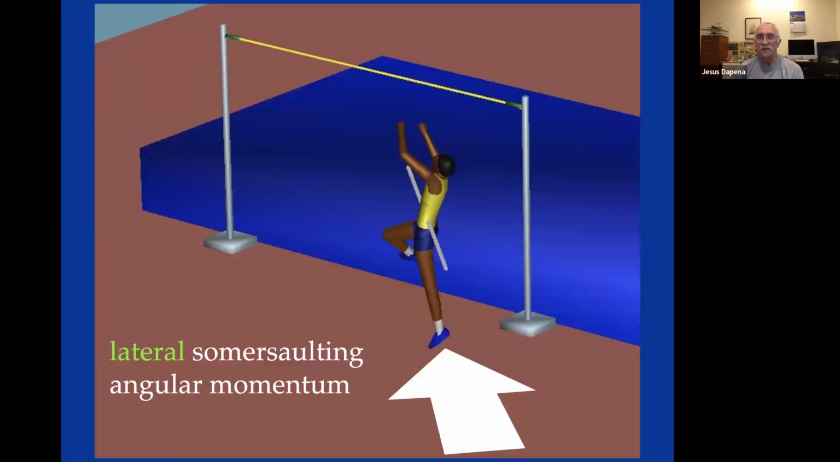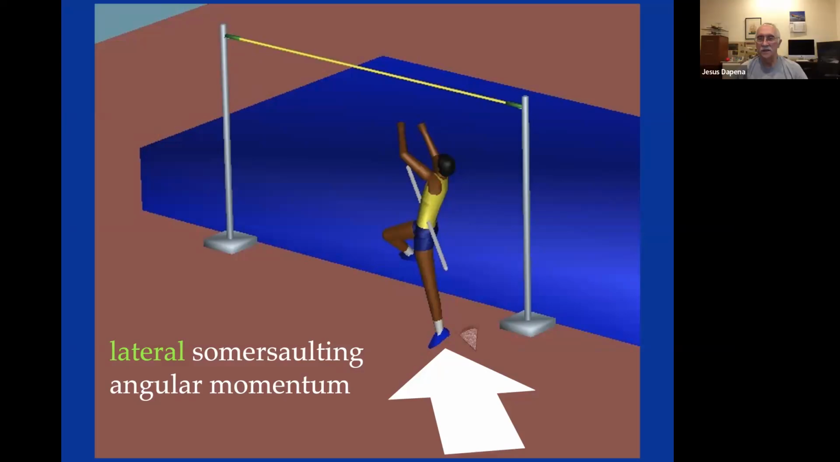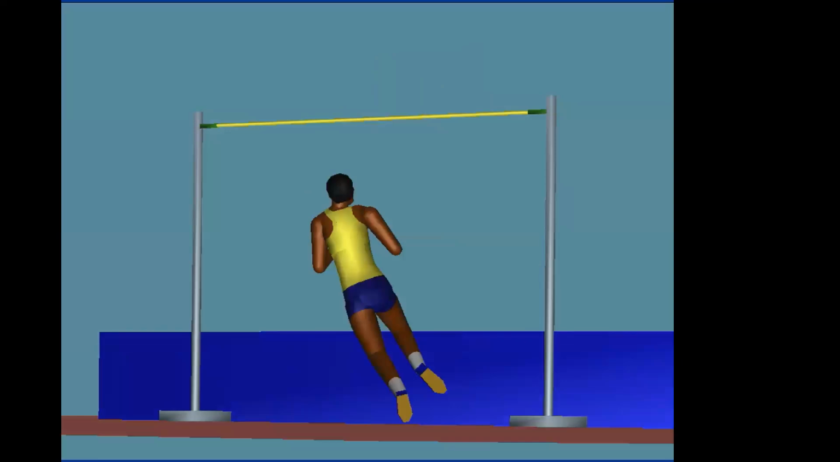Okay, so let's go now and look at the lateral component of somersaulting angular momentum. This is a rotation about an axis that is aligned with the direction of the run-up. So this is your eye here. Let's pretend that looks like an eye. It's the view that you would have if you were running behind the athlete as he does the run-up. So this is what it would look like.